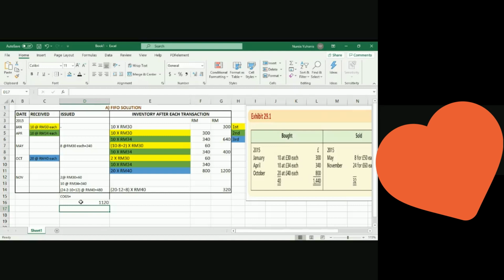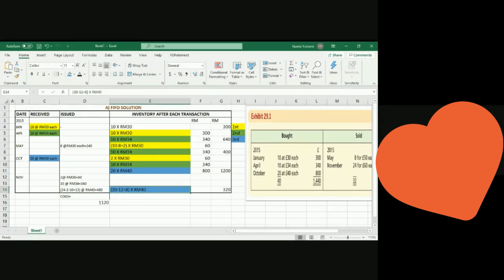Okay, yes. So the COGS is 1120. Okay, the rest, any question? No question? Okay, if any question, I can refer. So if no question, hopefully you can understand.